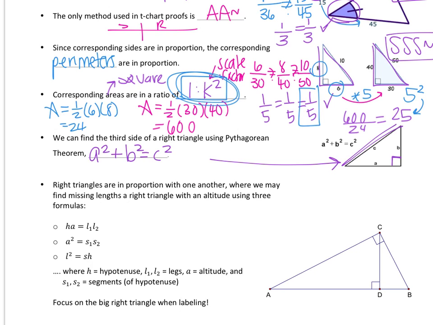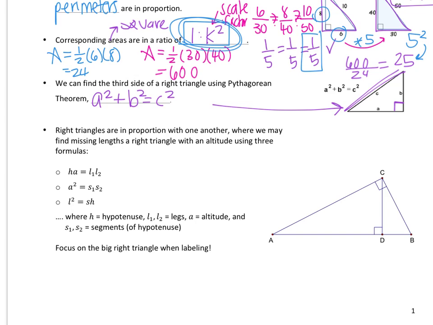And then lastly, we have right triangle proportions, where we have 3 different formulas: HALL, A squared SS, and LEASH. They kind of make words for you, so it's easy to remember the formulas. Something that you should notice about these formulas is that you always have 2 pieces of information on each side. So like HA is 2 pieces, LL is 2 pieces, A squared is 2 pieces, A and then the squared, equals SS, 2 more pieces. So each formula, HALL, A squared SS, and LEASH, have 2 pieces of information.